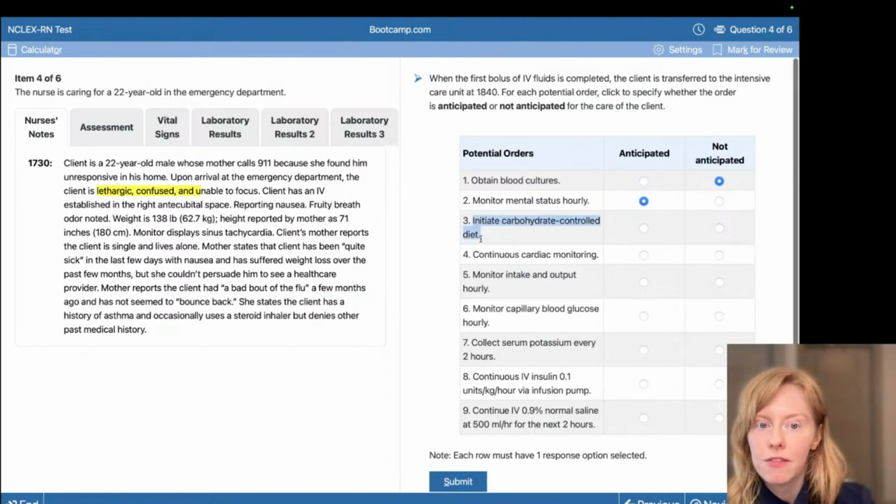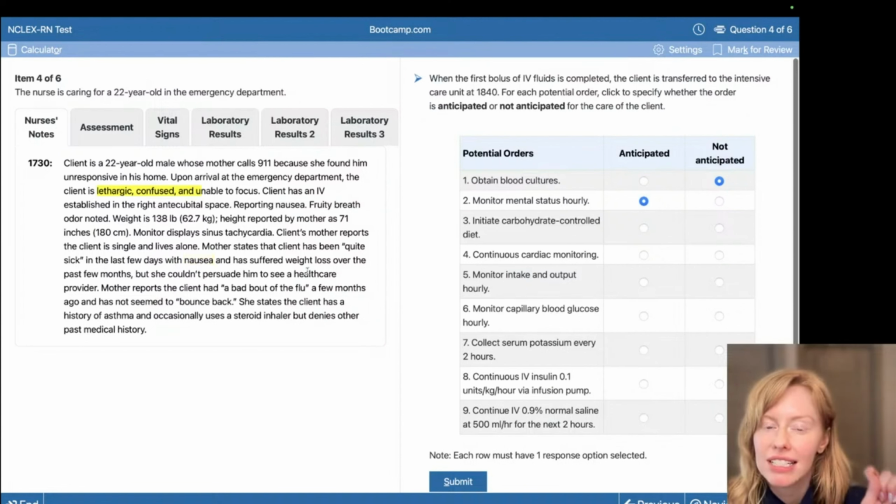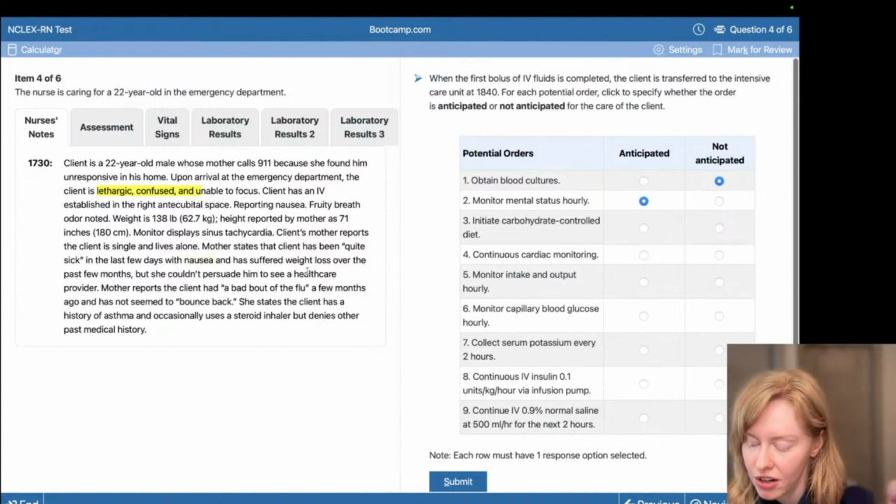Now, am I going to feed this patient right now? Do I want to initiate a carb-controlled diet? You said it is anticipated. Remember, if I feed this patient, not only is he nauseous, but I'm trying to really tightly control his blood sugar. So yes, you are correct to say no. I might eventually do this, but this patient is not ready to eat. That's going to set us back by raising his blood sugar and making him more nauseous.